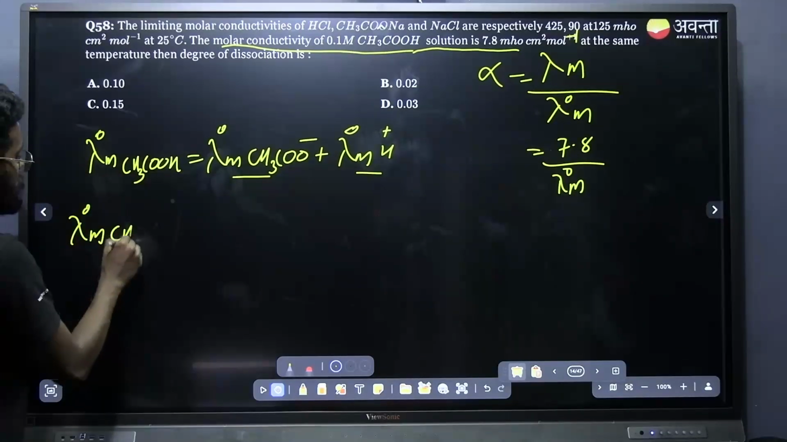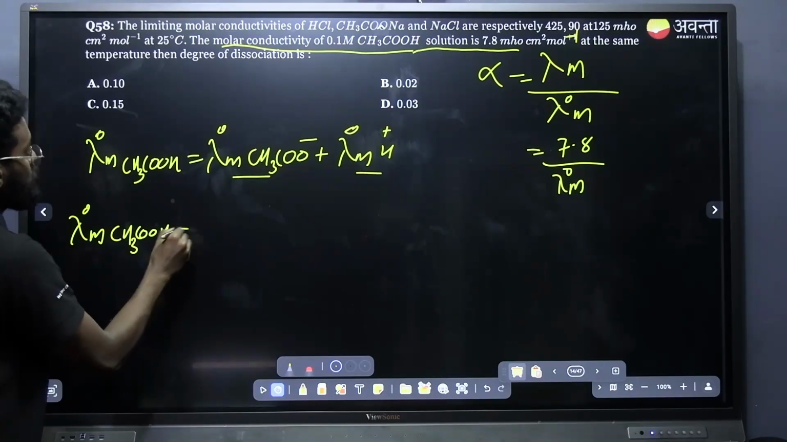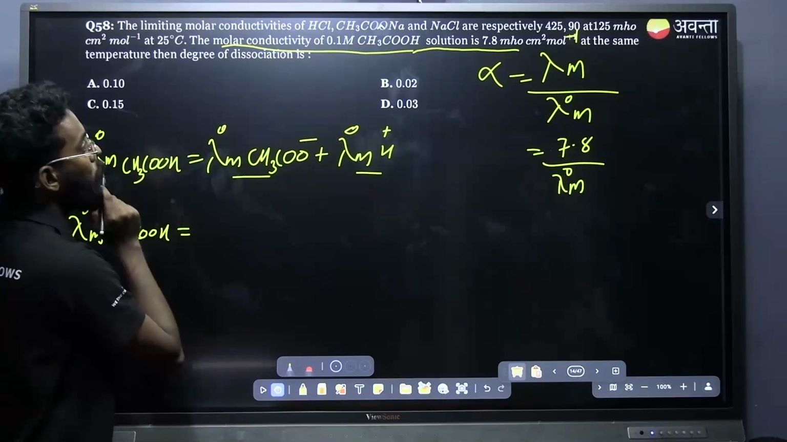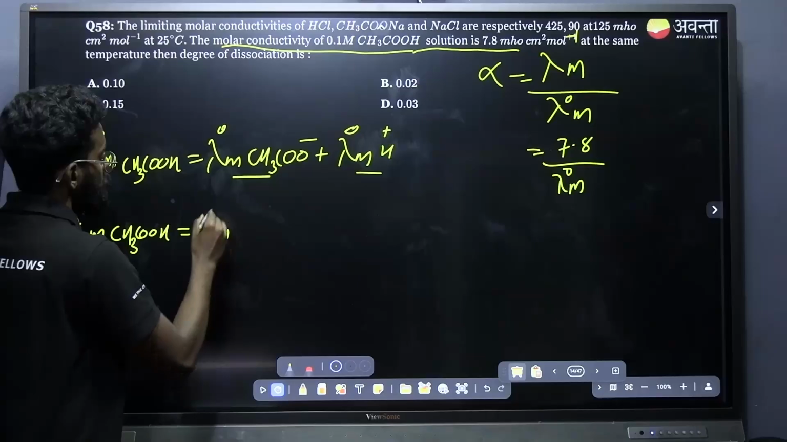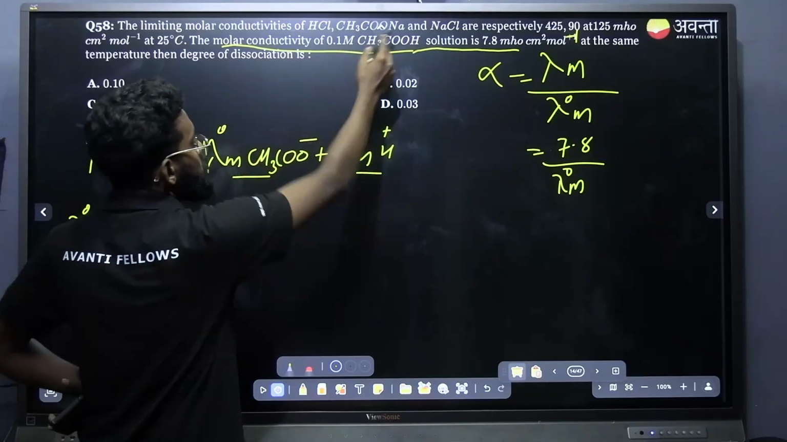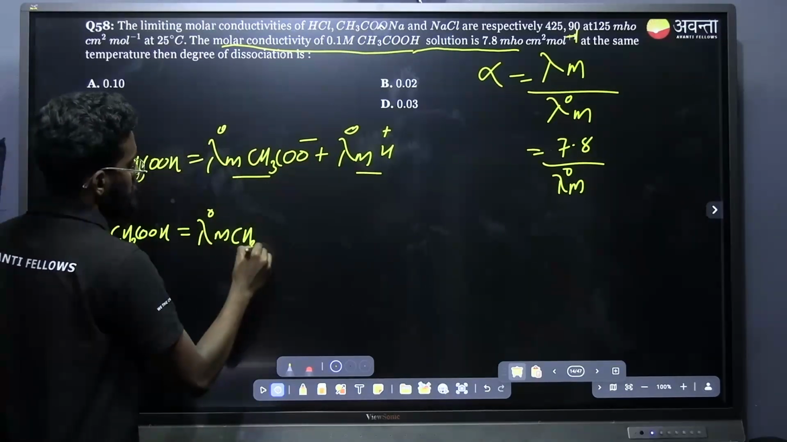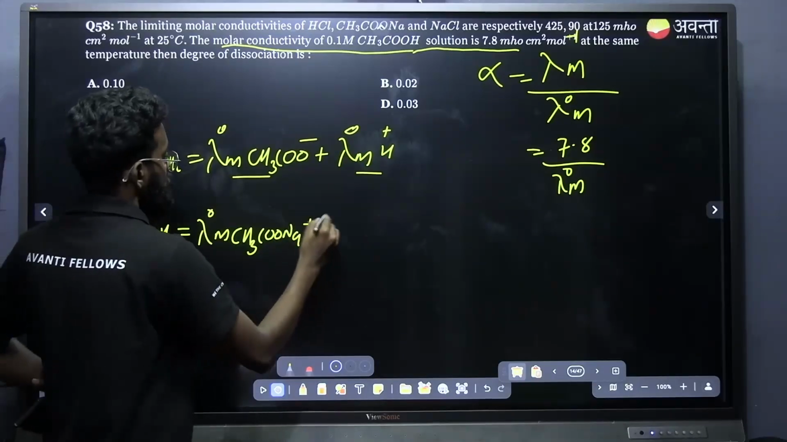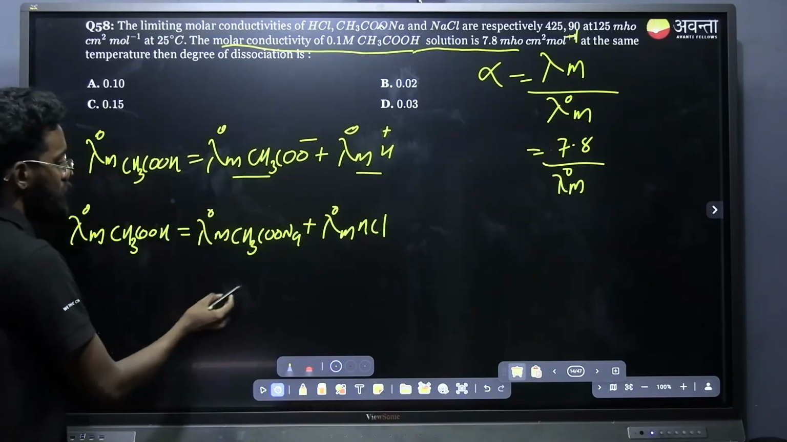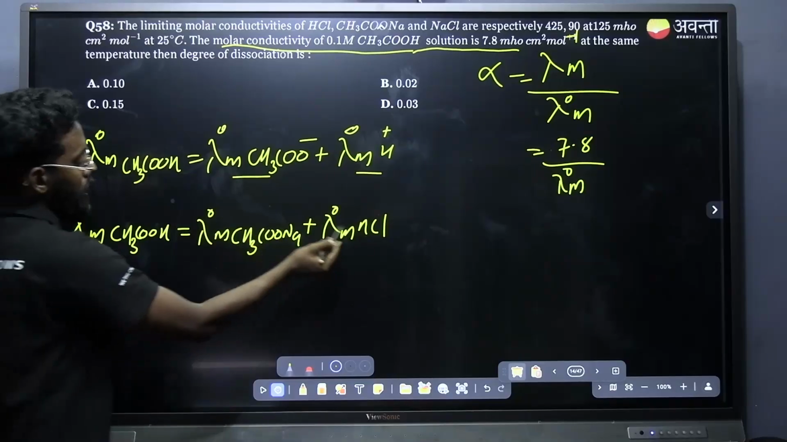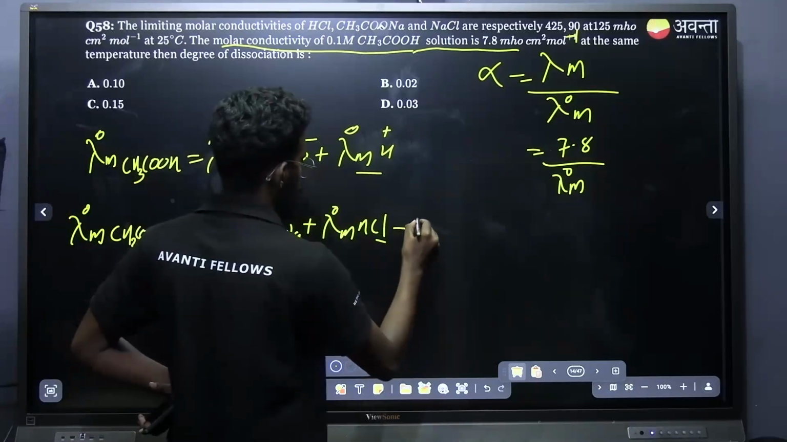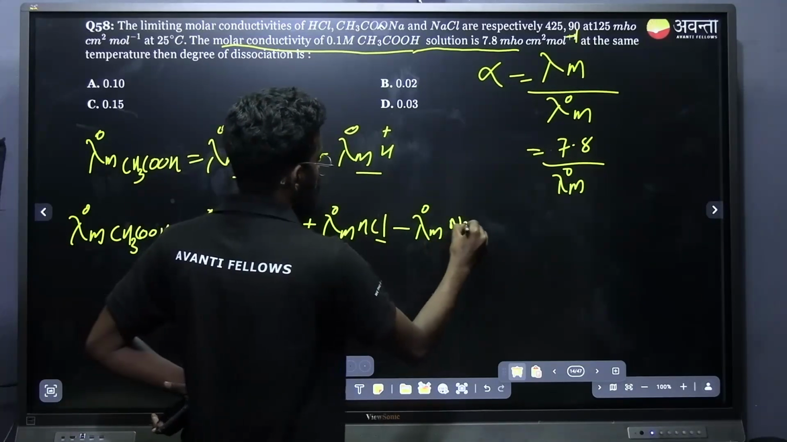Now how can we find out these values? The details given in the question are the limiting molar conductivity of HCl and CH3COONa. I will be adding those, because CH3COO is there in the CH3COONa. So lambda m naught of CH3COONa plus lambda m naught of HCl. From here I will be getting CH3COO minus and H plus. But I don't want Na and Cl. To remove those, I will subtract lambda m naught of NaCl.